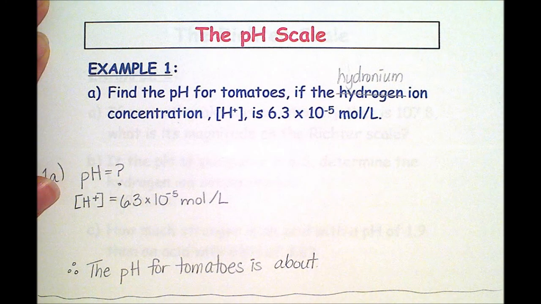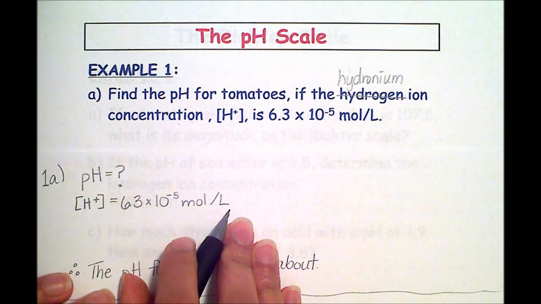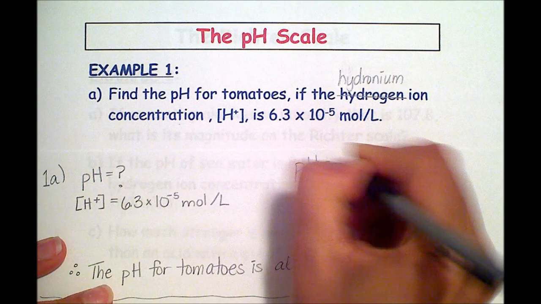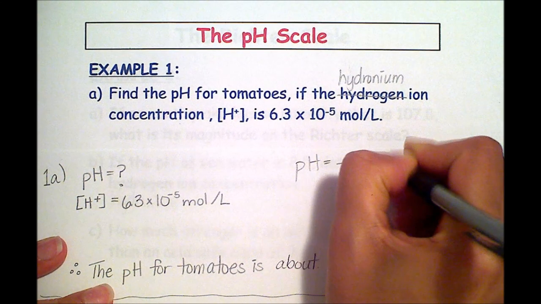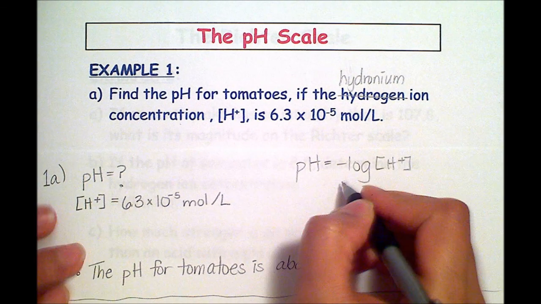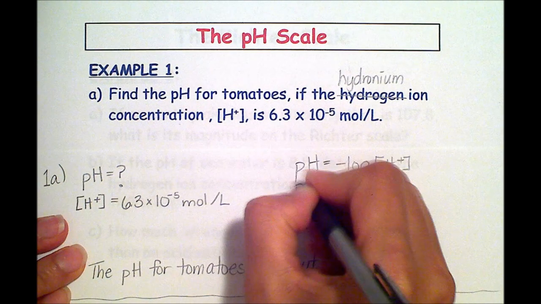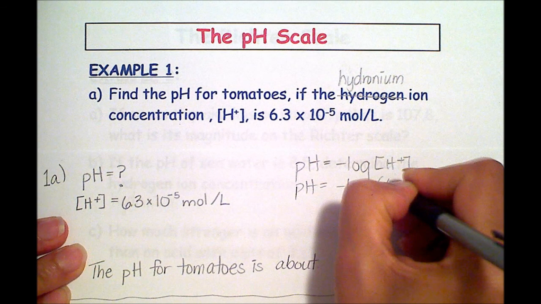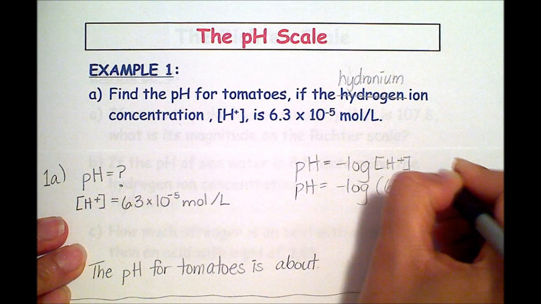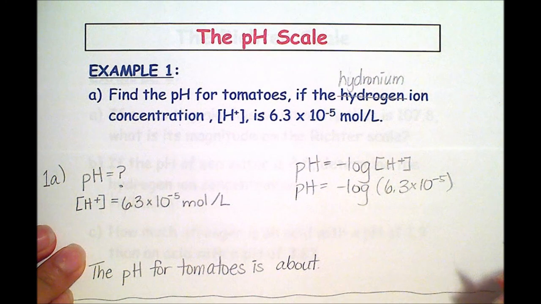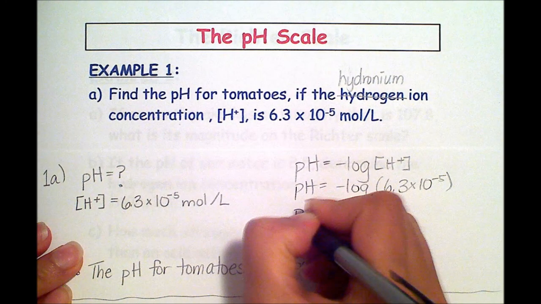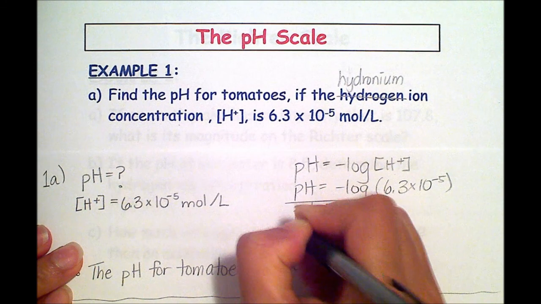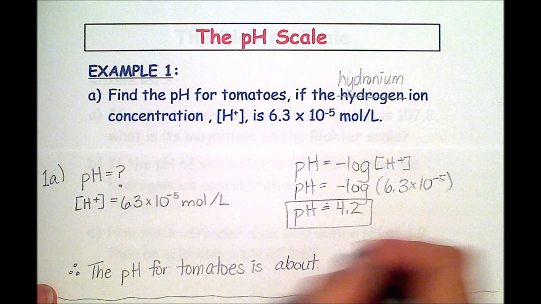And so what I'm going to do is I'm going to use the formula for pH. And that's pH equals negative log of the concentration of H+. And I'm going to replace the concentration of the hydronium ion, given the information that was in the question. So I have 6.3 times 10 to exponent negative 5. And if I do that on the calculator, I get a pH of about 4.2. Okay, so therefore the pH for tomatoes is about 4.2.